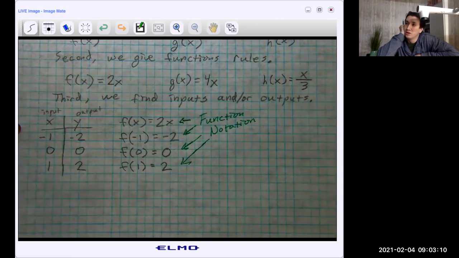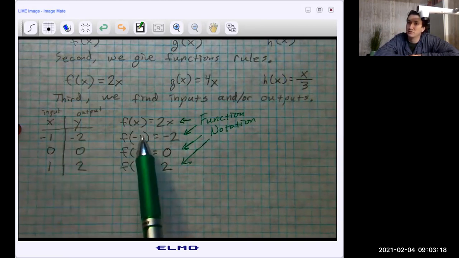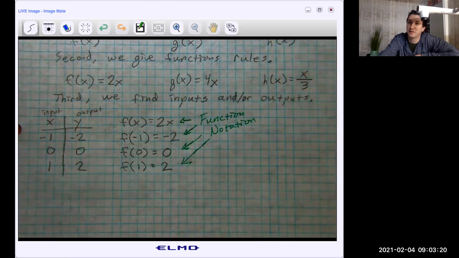Okay, so it just means the same thing the table means. The table shows us inputs and outputs. This also shows us inputs and outputs, just with less writing. Questions, comments, concerns, wonderings?